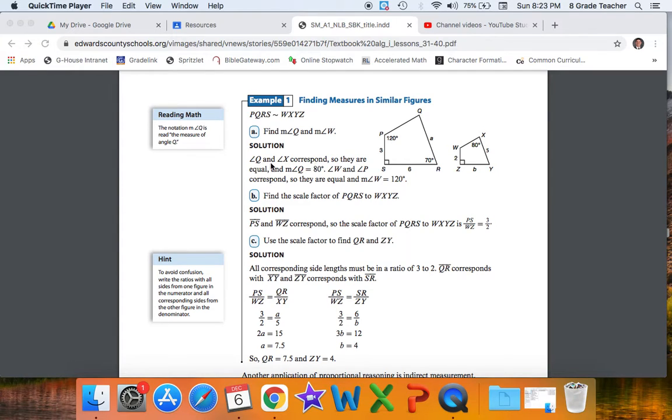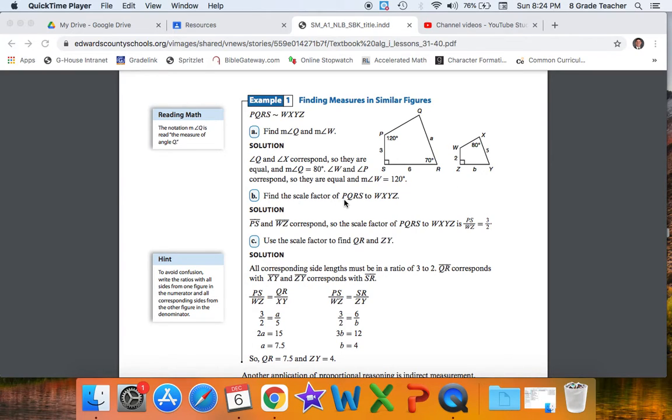If we look at the solution here, Q and X correspond, so they are equal. If the angle of Q is 80, then the angle of X is 80. If the angle of P is 120, then the angle of W is 120 because they're corresponding angles. If the angle of R is 70, then the angle of Y must be 70.